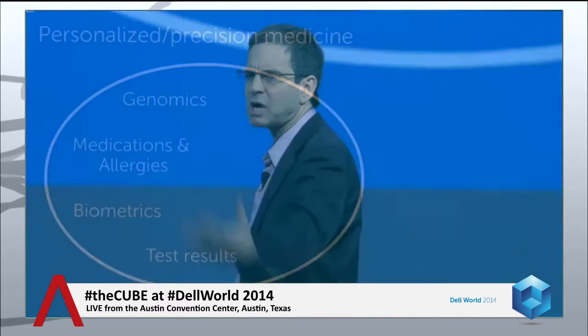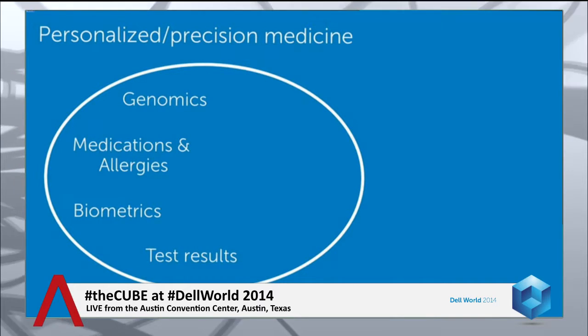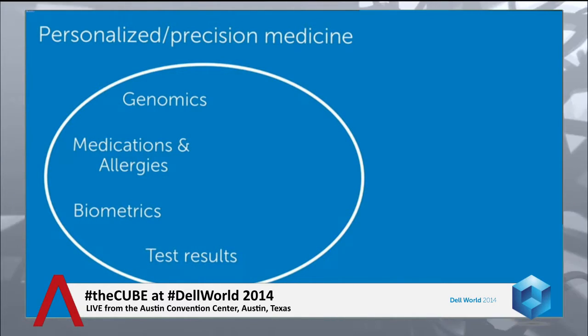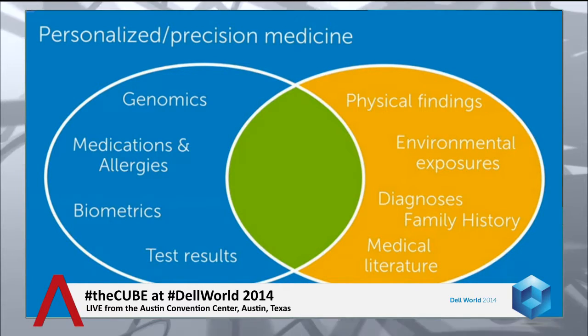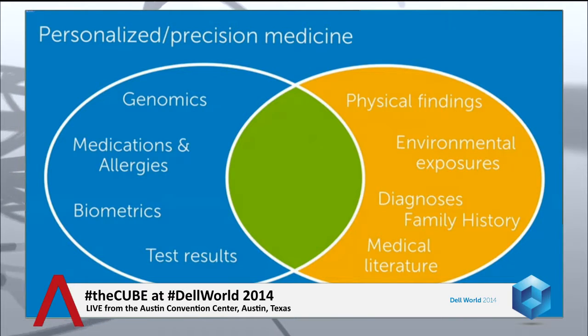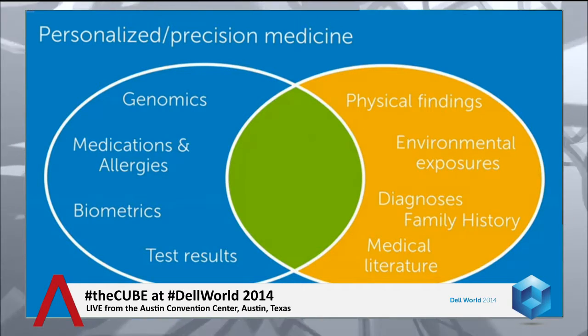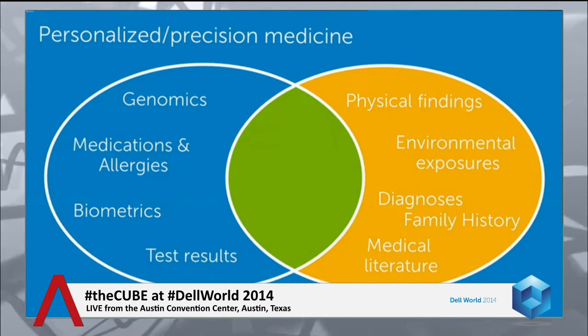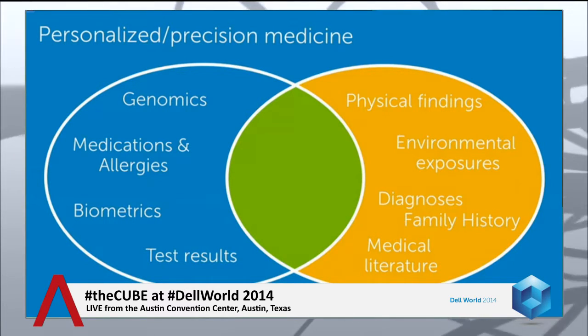We need to think about the genomics, the medicines, the allergies, the biometric data, all the stuff I just told you about, all of the other test results, but that's just scratching the surface. We need to think about the physical exam findings. We need to think about everything we know about the environmental exposures, the known past diagnoses, the family history and other medical history, all the medical literature, and this is a problem too, because most of what we have documented in the medical record is unstructured or at best semi-structured data.